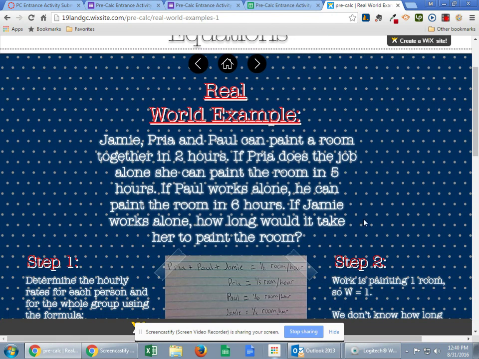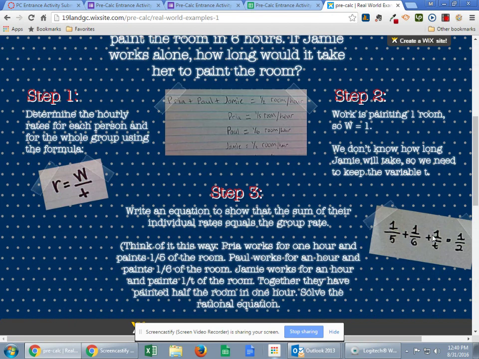Another real-world example is Jamie, Priya, and Paul can paint a room together in 2 hours. If Priya does the job alone, she can paint the room in 5 hours. If Paul works alone, he can paint it in 6 hours. If Jamie works alone, how long will it take her to paint the room? Determine the hourly rates for each person and for the whole group using the formula R equals W over T.